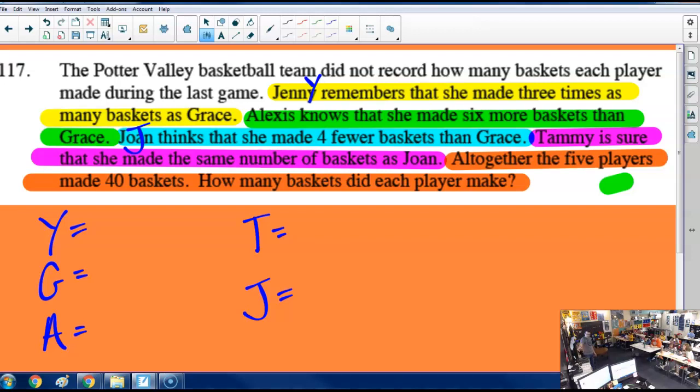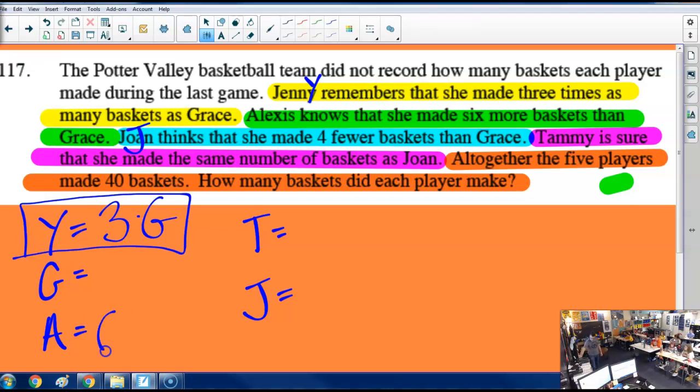Okay, so what should I write for Y equals? Y times 3. Or G times 3, which we're going to put the 3 first and say 3G. So there's one of my variables. Y equals 3G. Alexis knows that she can make 6 more baskets than Grace. So Alexis, what do we put for her, Savannah? 6 plus G. Yeah, and I'm going to put the G first now, actually. If it's multiplication, we normally put the number first. If it's addition, we normally put it second.